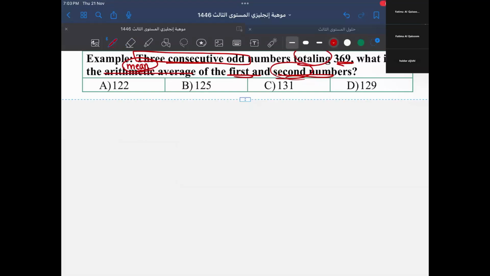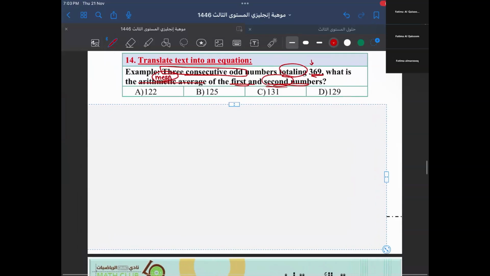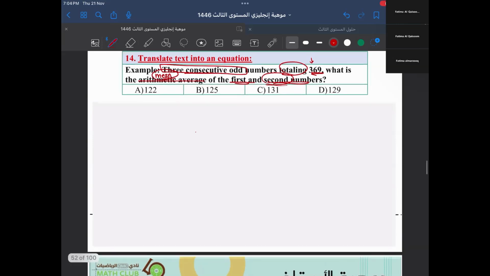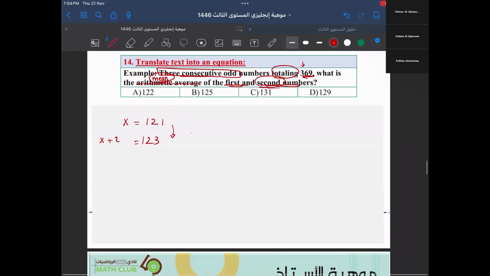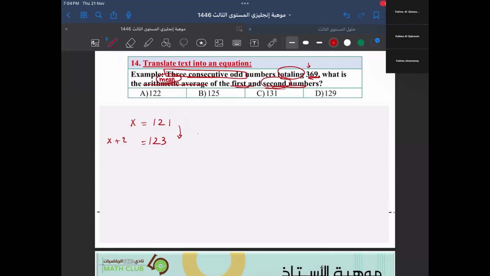Okay, let's move to the next. Miss, before you move on. Yeah. You said we got 121 and 123. From where do we get 123? I know 121 we got after solving, but 123. As we said, x equals 121, and the next number, we said, is going to be x plus 2, right? Oh, right. So it's going to be 123, and the next is going to be 125. Okay, excellent.